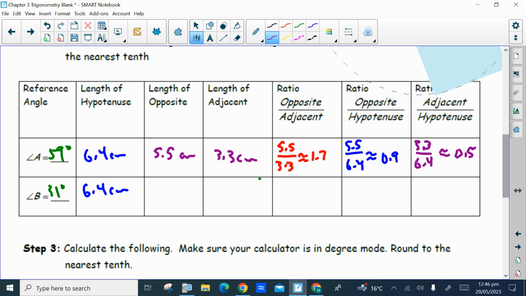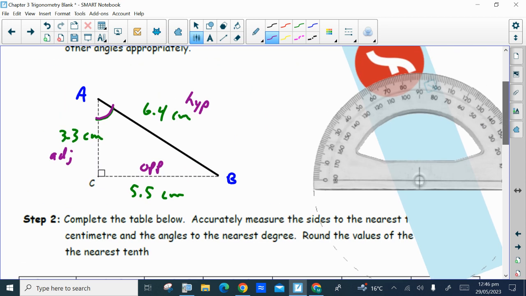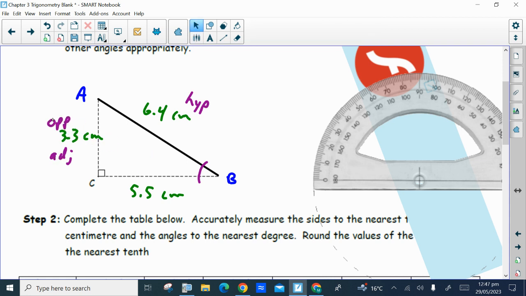So then the next line will be for angle B, if you're working from angle B. So instead of angle A, we're going to work from angle B. So that's where your angle is. And that will change the opposite and the adjacent sides, because now the side across from angle B is the opposite, and the other side is the adjacent side. So if you're working from angle B now, the opposite and the adjacent sides change.